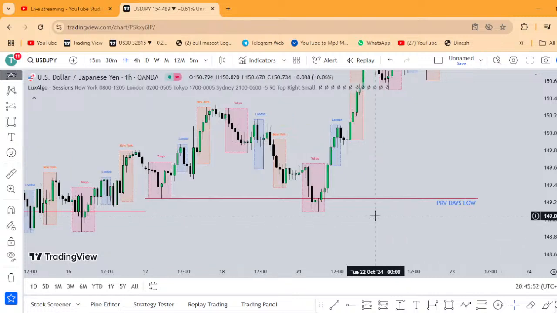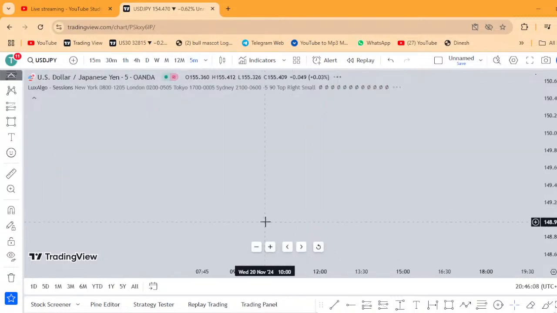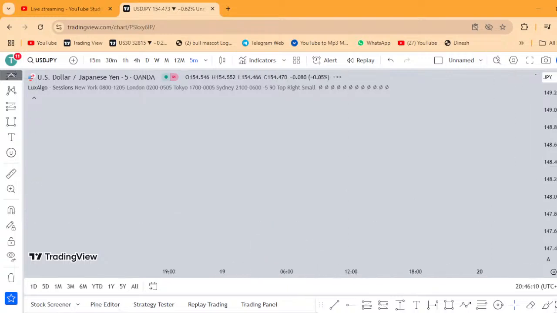There are still more opportunities here. Price taps in this zone in Tokyo session and begins to reverse. So if you don't get an opportunity here, you wait for an opportunity in London session. When London session begins here, you look for a 5-minute opportunity for a continuation of that same trend.